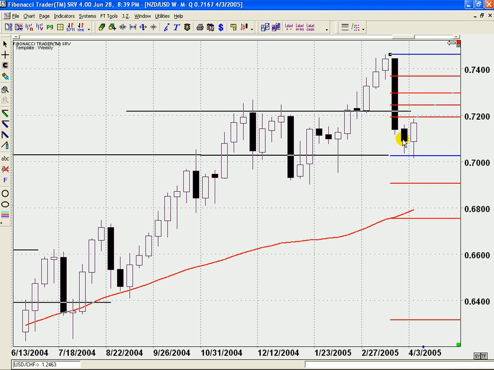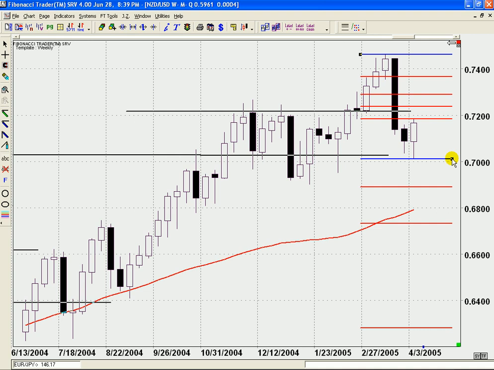You see this low right here? Here's our high. It's not letting me grab it. This high to this low. Now we're looking at a second attempt.